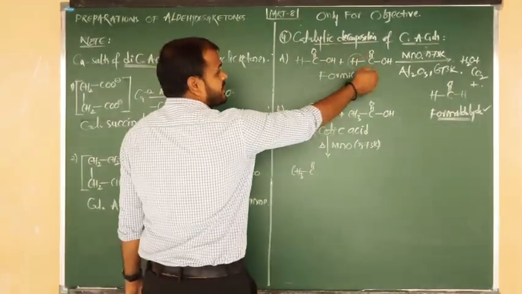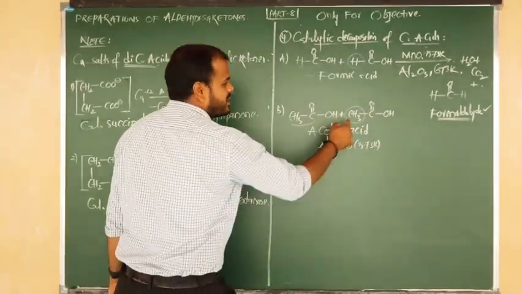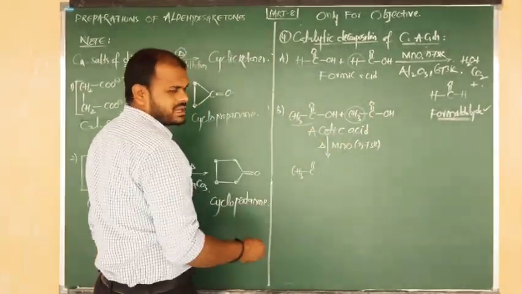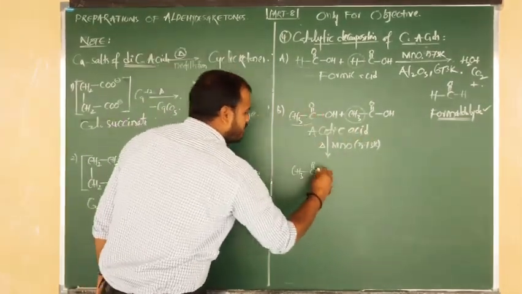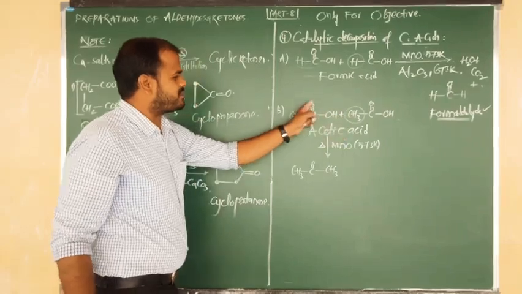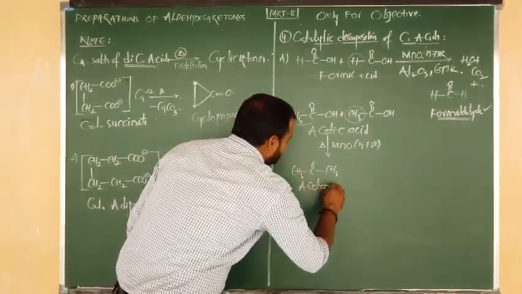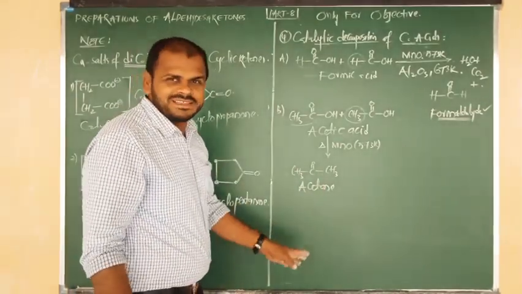From the second molecule we have taken H, but here from the second molecule we have to take CH3. So CH3 attacks upon C double bond O CH3. What is the name of your product? Acetone.